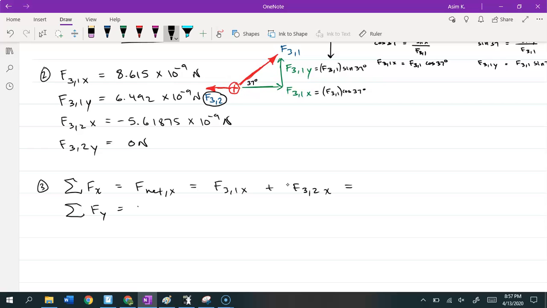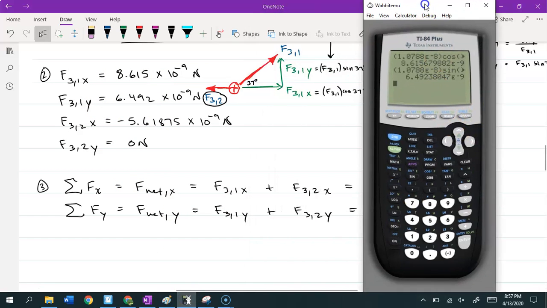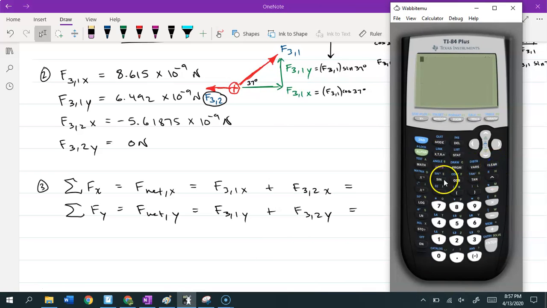Then we'll think about the net forces in the y's. The net force in the y is the same exact thing. We'll look at F31y, and then we'll look at F32y. I realize that F32y is 0, but this is just for having one set way of going about it so you don't mess up anything, right? We already have the values for each one of these written in step number 2. So we'll go ahead and calculate these values while we're looking at them.